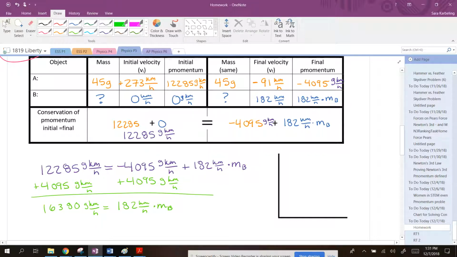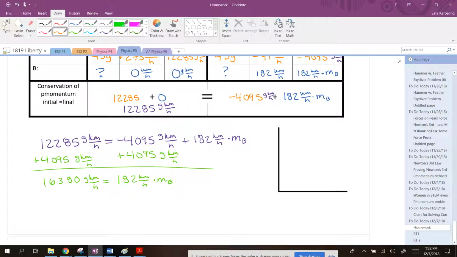And then how do I get the MB by itself? What did I do wrong? Did I screw something up? Let me know, guys. No, it shouldn't be 82, just the 5s. Well, yeah, we got to divide by 182. So what do you get? So MB equals 90. 90 what? Grams. How do I know that? Because I've got kilometers per hour on this side, kilometers per hour on this side, and so I'm left with just grams.